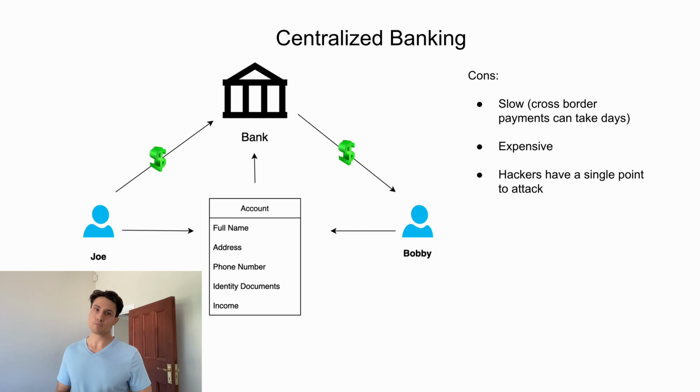Now, if I wanted to do something like a cross-border payment, then I'd submit that transaction to the bank, and the bank would have to move the money and update the balances using a centralized ledger. Now, again, in the context of a cross-border payment, this would be very slow. It can take several days, if not longer. It's very expensive. There's a lot of fees involved. And of course, for hackers, there's only a single point of attack.